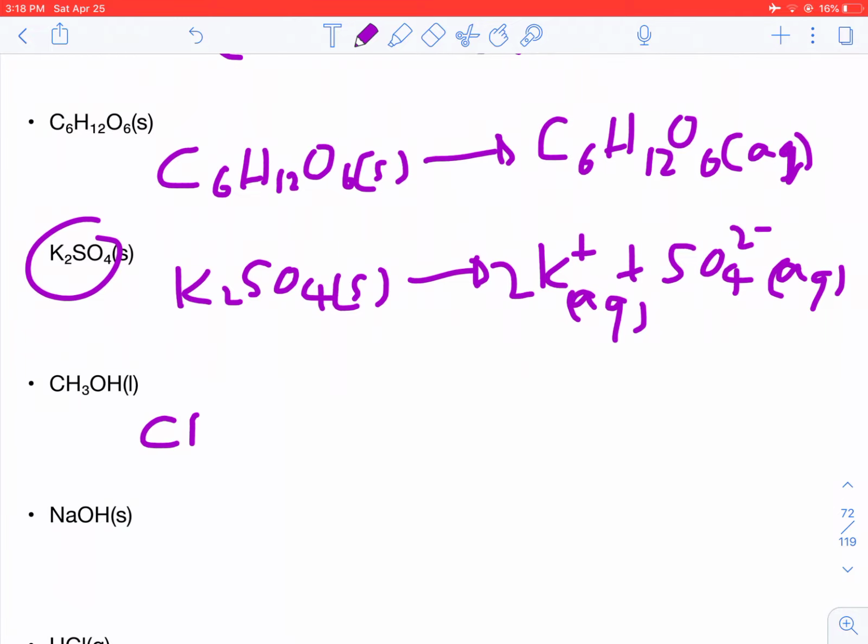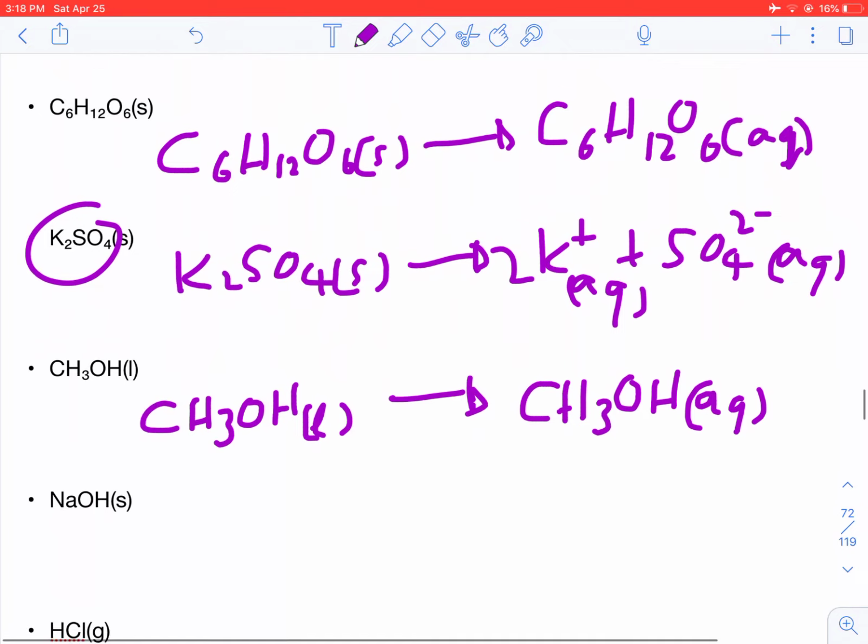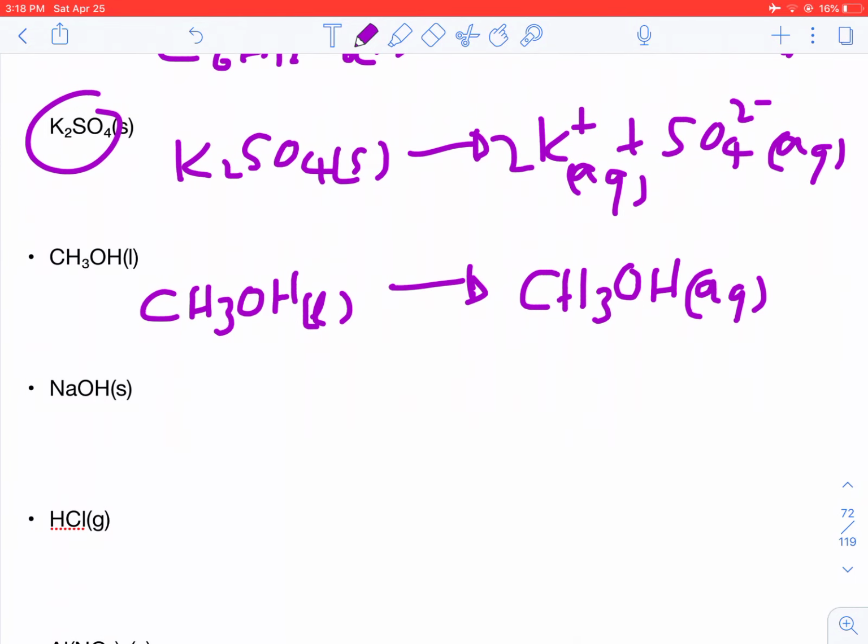If we look at CH3OH, that's your liquid, and in this case if it's in water, it becomes CH3OH aqueous, because it dissolves in water, so we're showing it as aqueous. Here again we have this ionic substance, but this is a base. Remember I referred to it earlier.